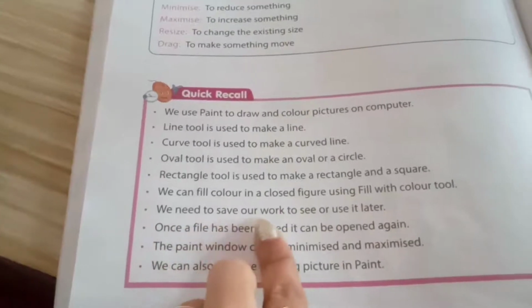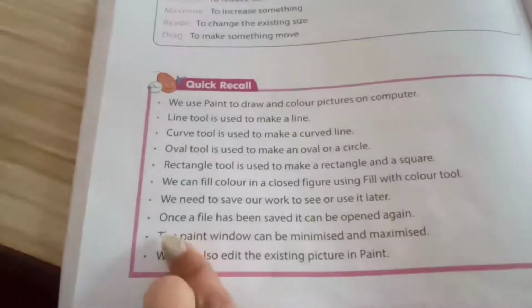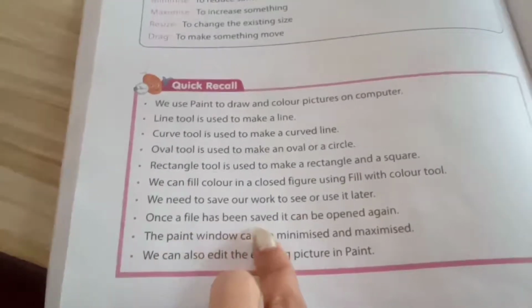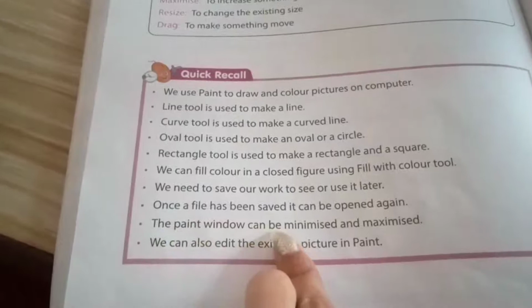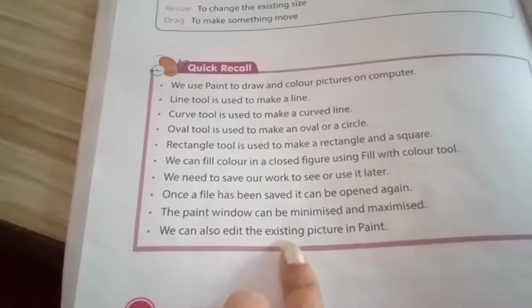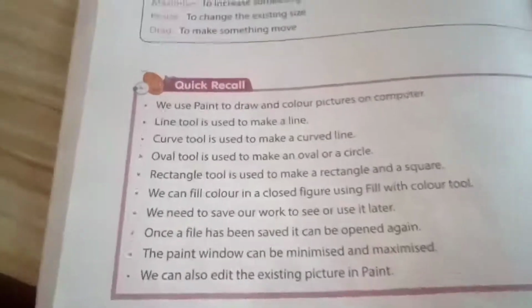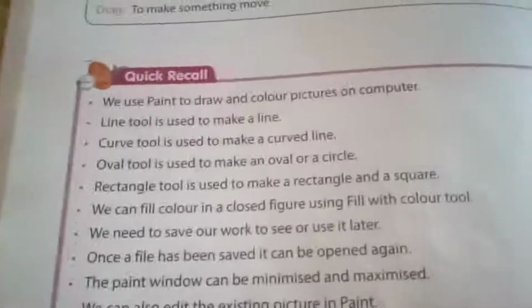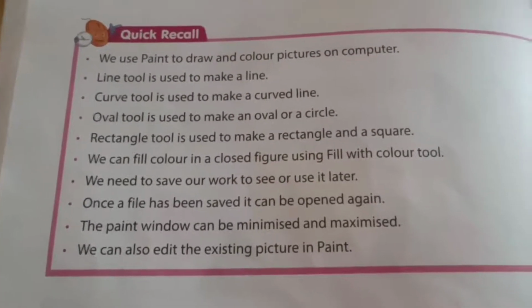We need to save our work to see or use it later. Once a file has been saved, it can be opened again. The Paint window can be minimized and maximized. We can also edit the existing picture in Paint. So, to recall quickly, we can learn this one. We will get a clear conception.